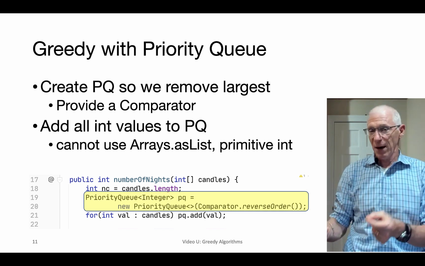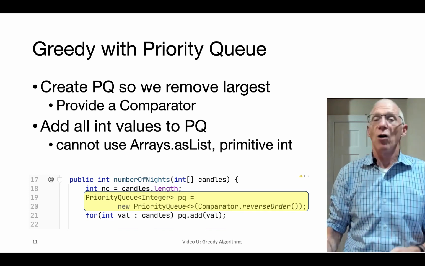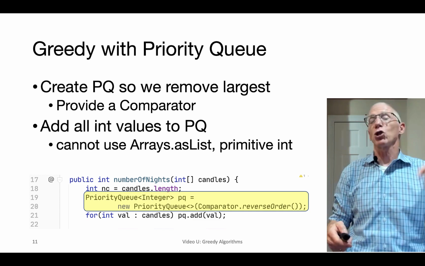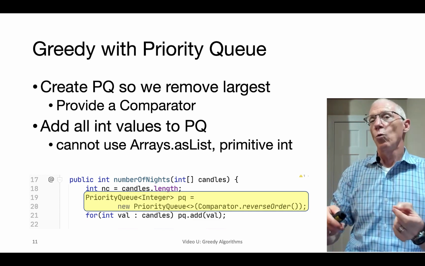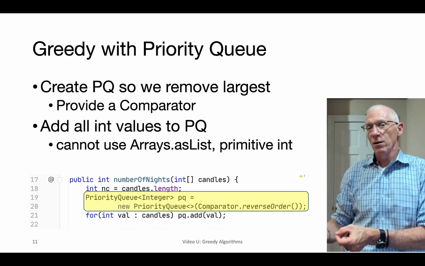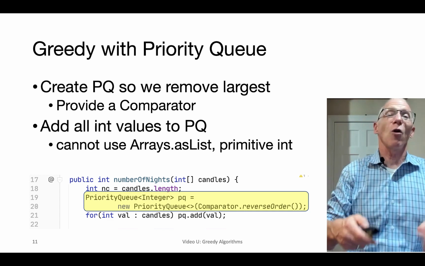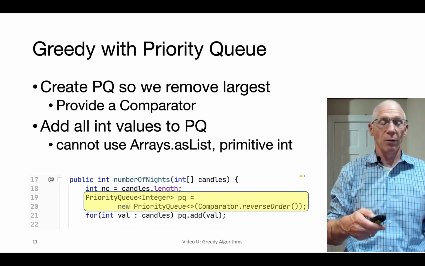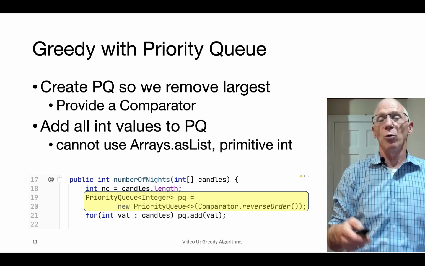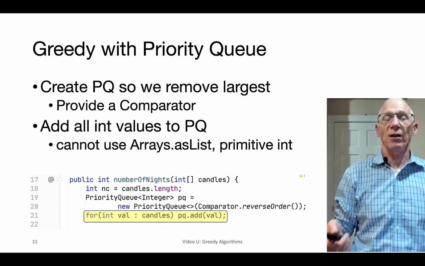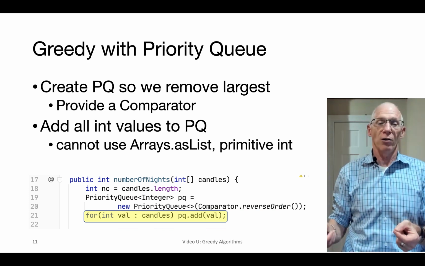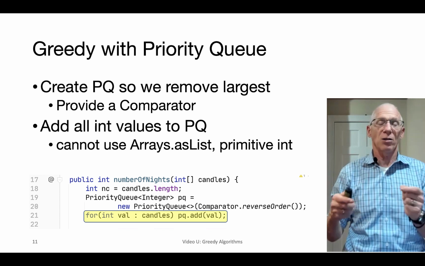Recall perhaps that by default in a priority queue, calling remove gives us the smallest element. But if we change the comparator with which the priority queue is constructed, we can arrange for the largest element to be removed. So we've created a priority queue with a reverse comparator, and then we store all the integer values in our candle array into the priority queue. Now we're set up to solve the problem.